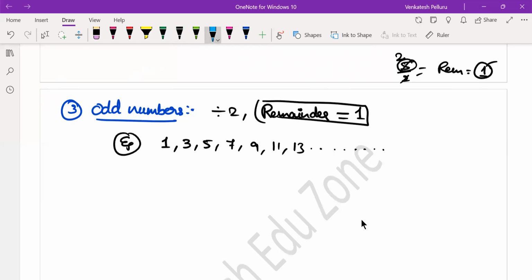Okay, and the most important thing is very similar to even numbers. Like even numbers, when you try to look at the difference between 2 consecutive odd numbers, you will find that the difference between any two consecutive odd numbers is always 2.